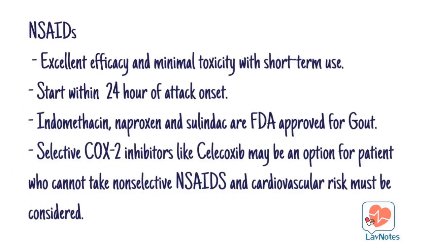NSAIDs have excellent efficacy and minimal toxicity with short-term use, started within 24 hours of attack onset. Indomethacin, naproxen, and sulindac are FDA approved for gout. Selective COX-2 inhibitors like celecoxib may be an option for patients who cannot take non-selective NSAIDs, and cardiovascular risk must be considered.